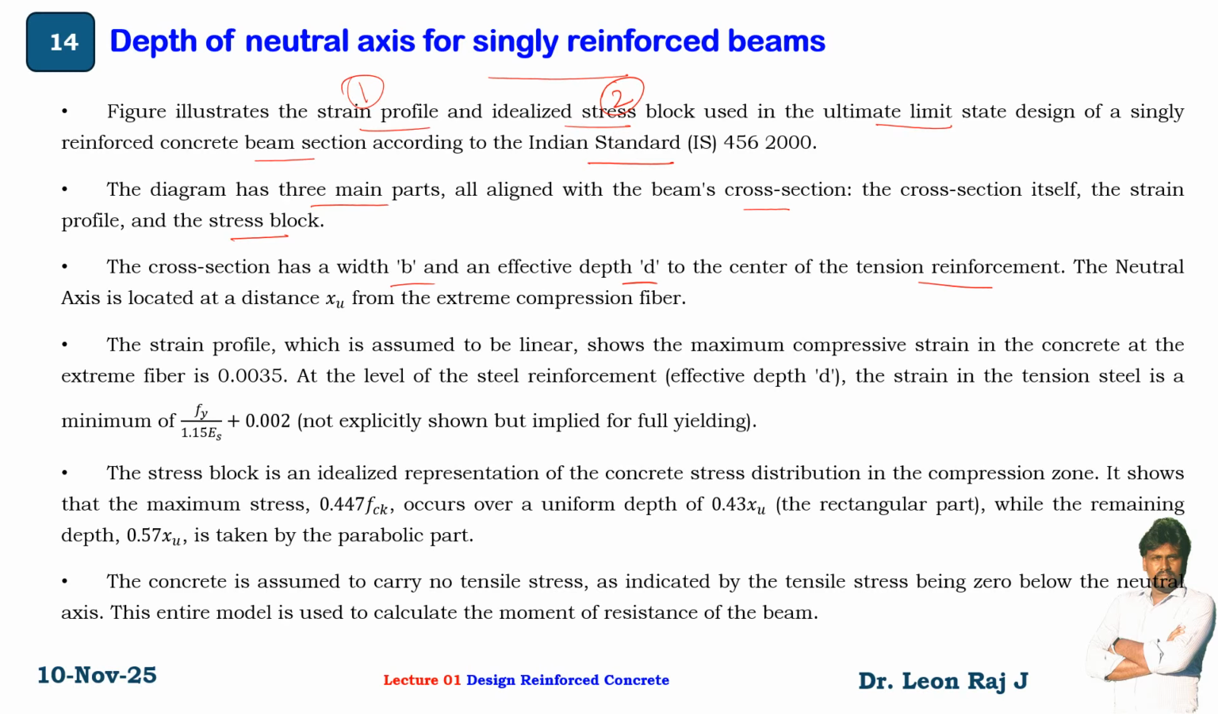The neutral axis is located at a distance of xu from the extreme compression fiber. The strain profile, which is assumed to be linear, shows a maximum compressive strain in the concrete at the extreme fiber of 0.0035. At the level of the steel reinforcement, the maximum strain in the tensile steel shall be fy divided by 1.15 Es plus 0.002. The stress block is an idealized representation of the concrete stress distribution in the compression zone. It shows the maximum stress of 0.447 fck occurs over a uniform depth of 0.43 xu.